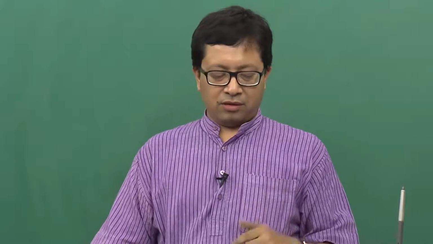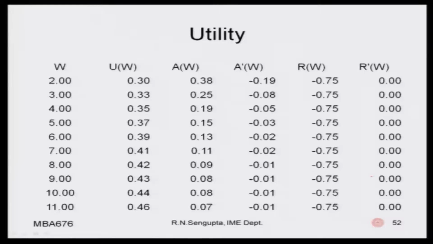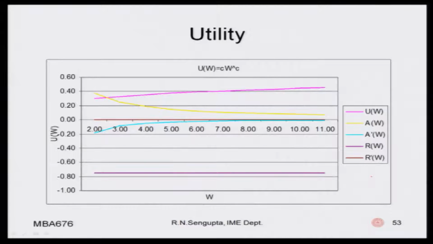Again, considering the same trend, we consider W values, UW values, and the corresponding last columns, next to that the A bar value, so we have the A bar and the R bar for this theoretical example. And if you draw the utility function values, you have them as given.